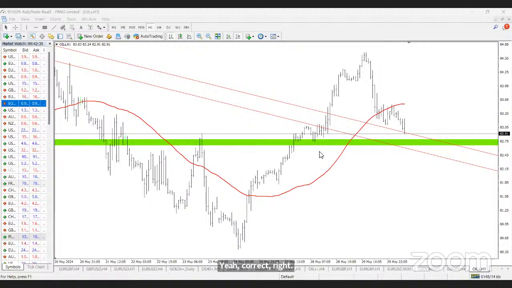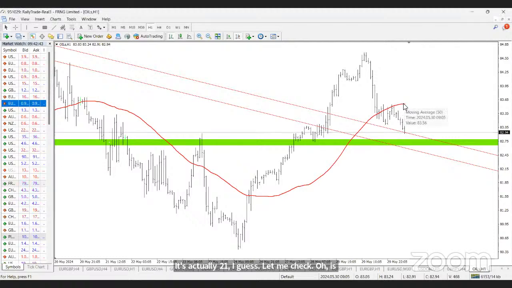Please, is the moving average on the oil chart 50 period or 21? It's actually 21, I guess. Let me check. Oh, it's actually 50. This one is 50 period, if it is this oil chart you are asking about, Mr. Coins. It's actually 50 period, all right?